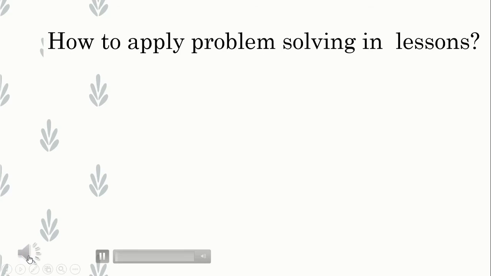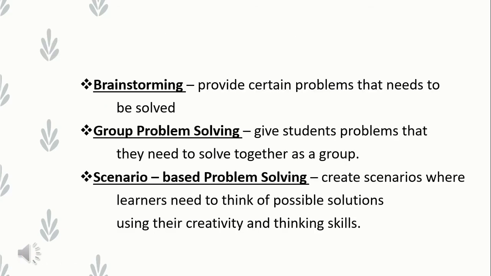How to apply problem solving in lessons. There are several ways to apply problem solving in a classroom. Number 1, brainstorming. To brainstorm is to think about and to try to come up with ideas or solutions to a problem either on your own or in a group. If you and your classmate sit around and try to come up with new ideas for a science project, this is an example of when you brainstorm ideas.